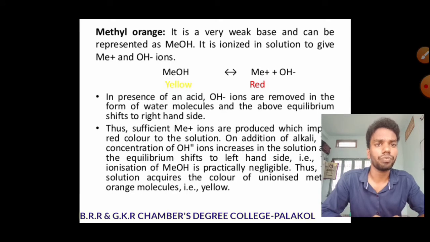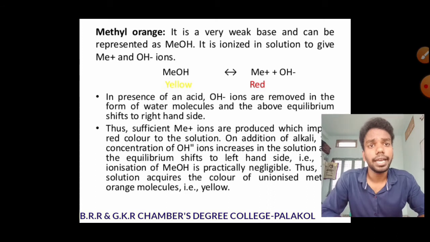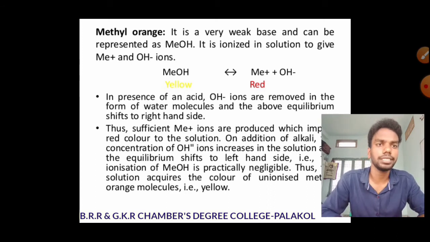So in presence of acid, OH minus are removed in the form of water molecules, because if you are adding this methyl orange indicator into the conical flask which is containing acid. So acid, let us take HCl solution, H plus and Cl minus. So H plus and Cl minus in the conical flask.